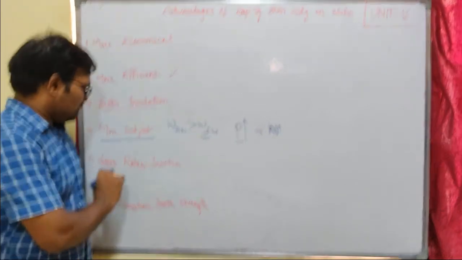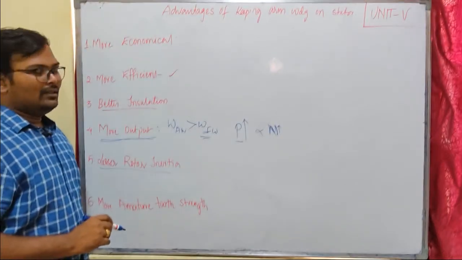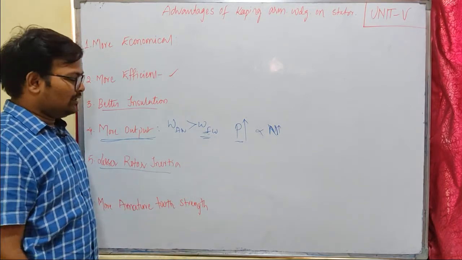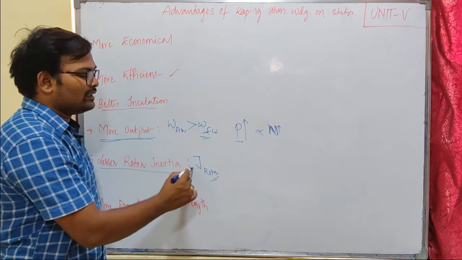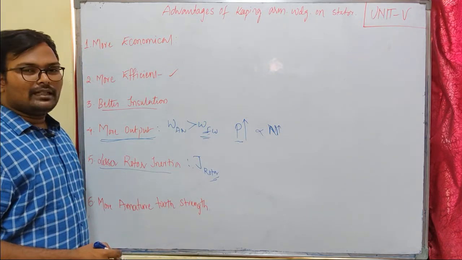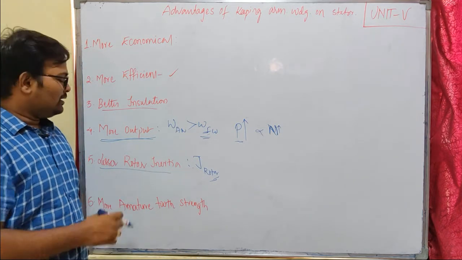Now the fifth thing is lesser rotor inertia. We already saw that the weight of the field winding on the rotor is less, so there is less inertia on the rotor. J is the inertia constant. Less inertia on the rotor means we can rotate it faster. That is the less inertia concept.